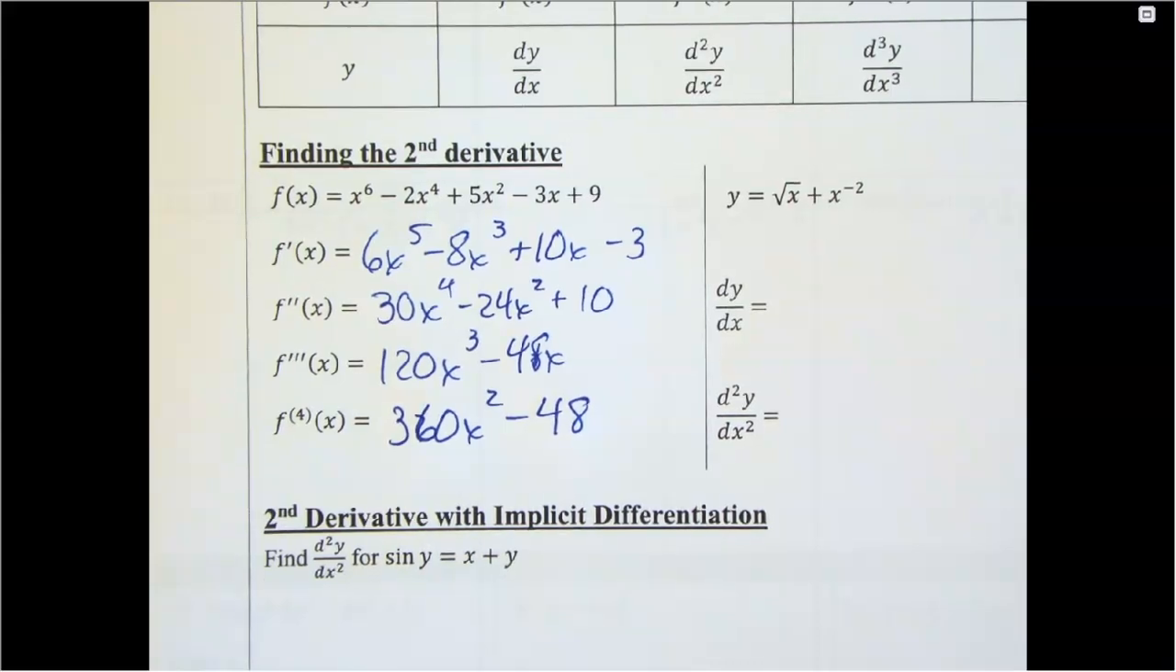Try the second one. Don't worry about a common denominator. I don't want to worry about that right now. Just do each term separately.